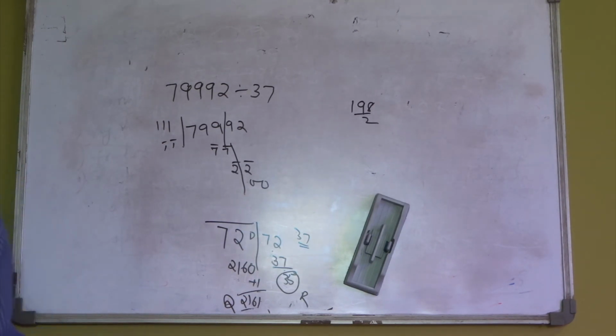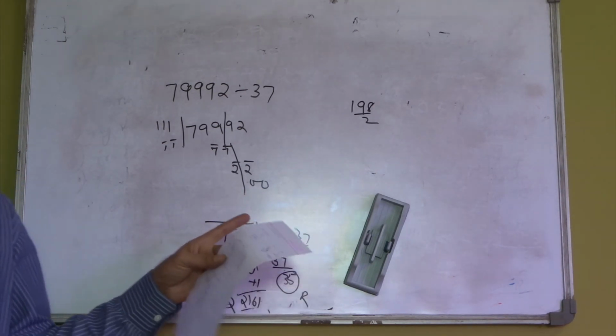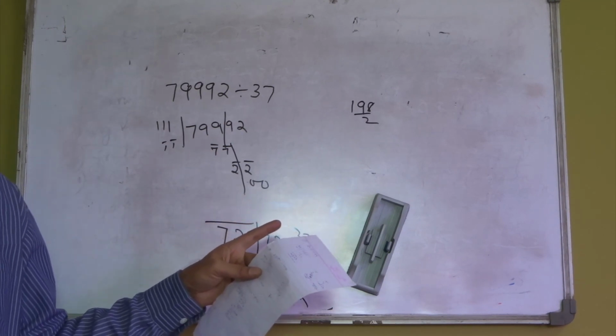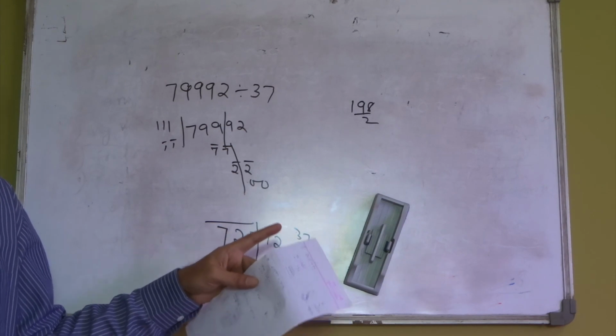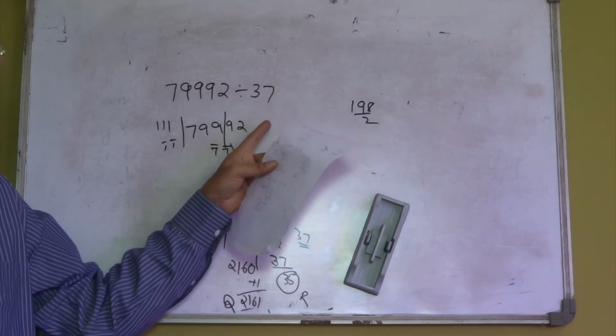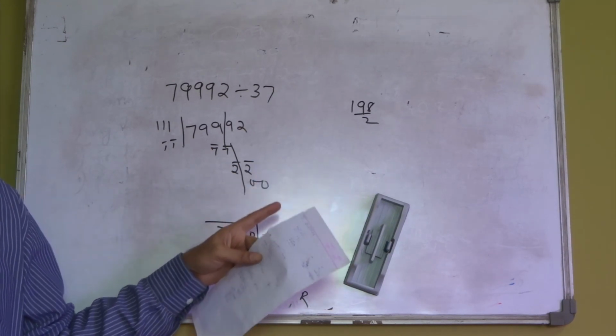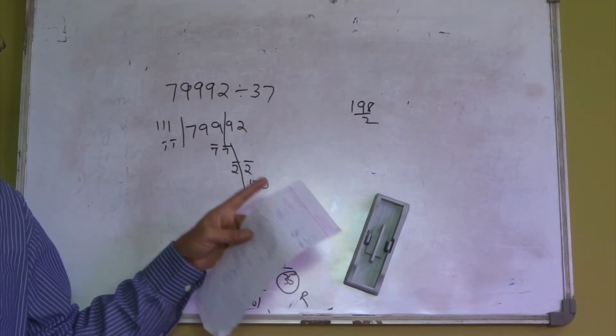So this is applicable when the number is nearer to 100, 10,000, 1 lakh, etc. But alternatively, if we are able to change the divisor by multiplying or dividing, bringing it near to such numbers, still it can be made.